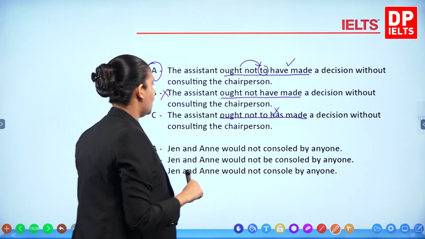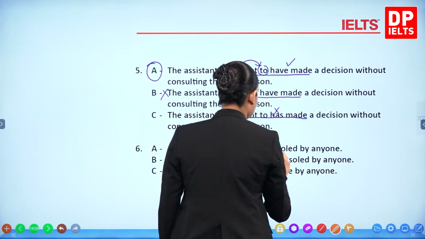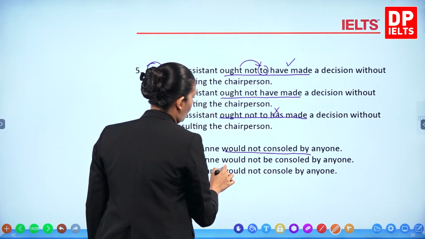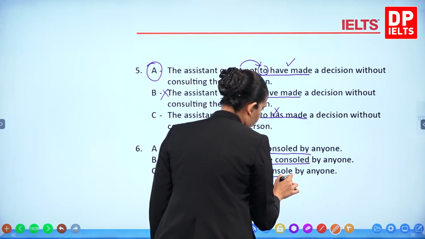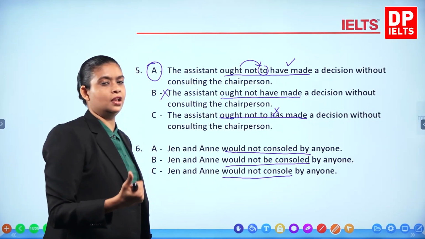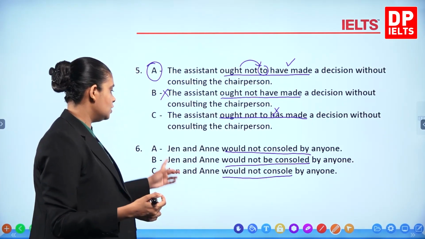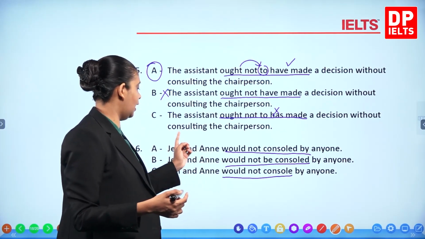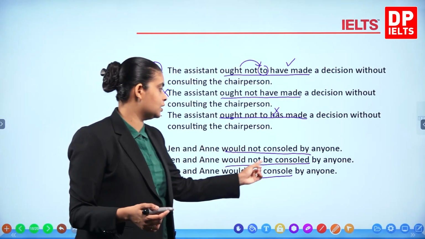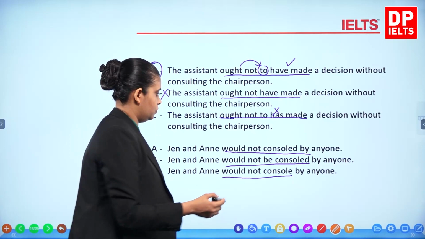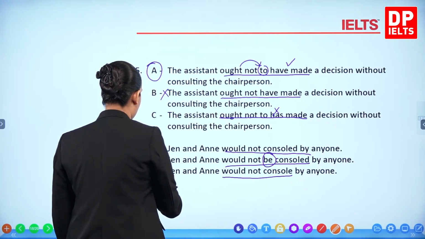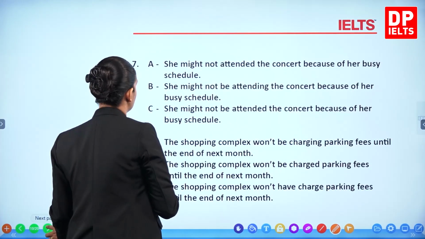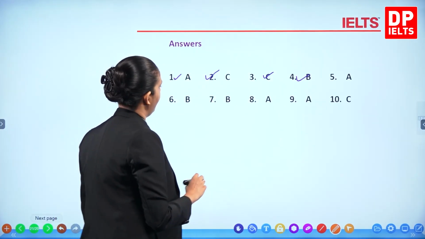Jen and Anne would not consoled, would not be consoled, would not console. So this again is using it along with passive verbs. So Jen and Anne would not be consoled. The be should be there when you're using it with the passive verbs. So A and B.